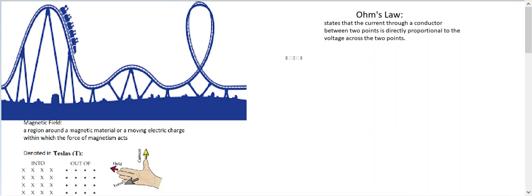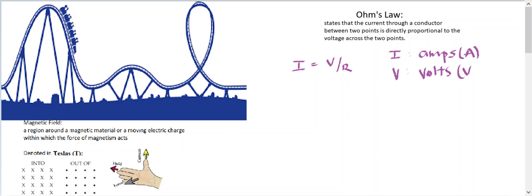In other words, the current I is equal to voltage over resistance, where the current is measured in amps, denoted by capital A. Voltage measured in volts, denoted by capital V. And resistance measured in ohms, denoted by a half circle symbol.